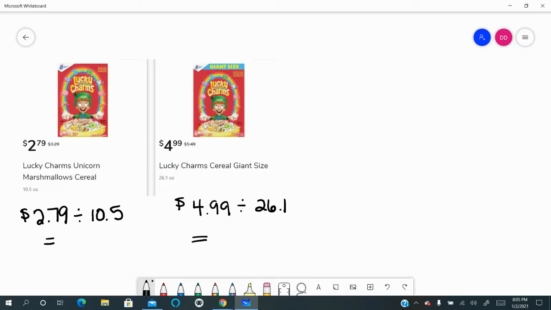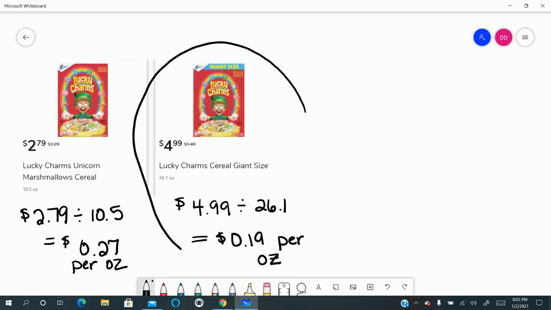Okay, let's go. This is actually the smaller box. A lot of times we think the smaller box is going to cost more. Let's see. That's going to give you about 27 cents per ounce. Okay, big box. Looks like that's going to give you about 19 cents per ounce. So once again, the bigger box came through.